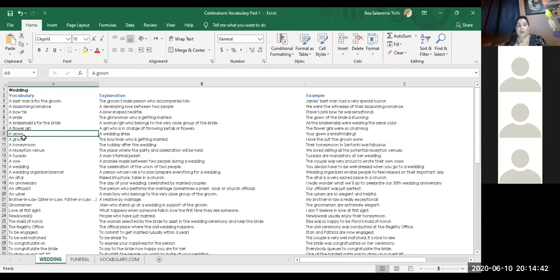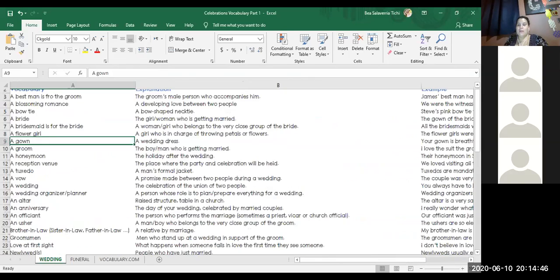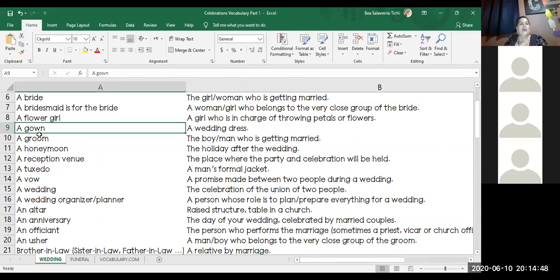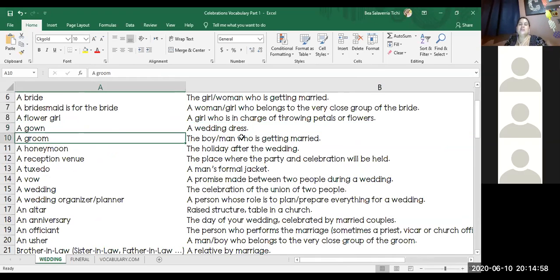A gown is a special dress, a wedding dress, or a fancy dress that you use for weddings, okay? That's a gown. And then the groom is the person who's getting married, what we were talking about. Then we have honeymoon, right?